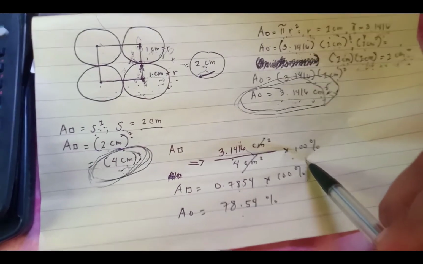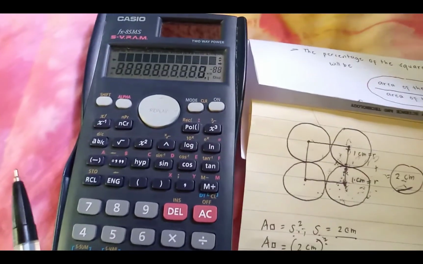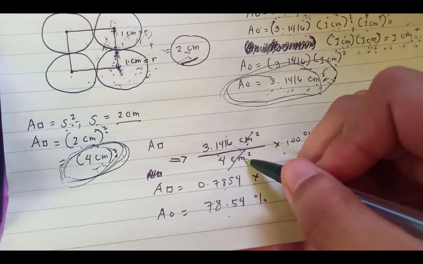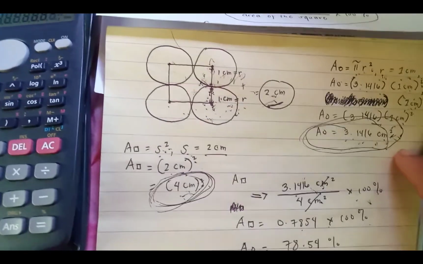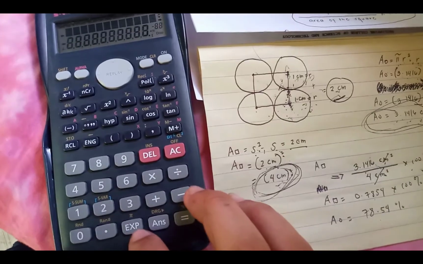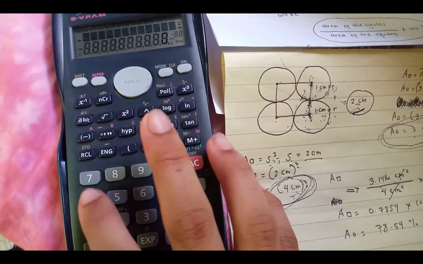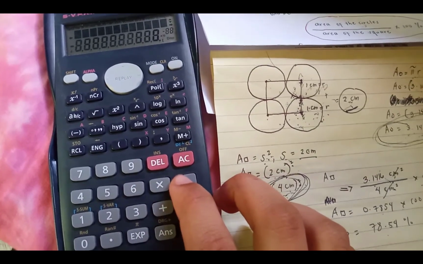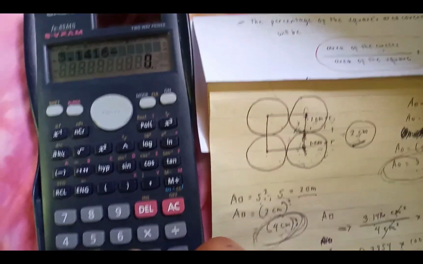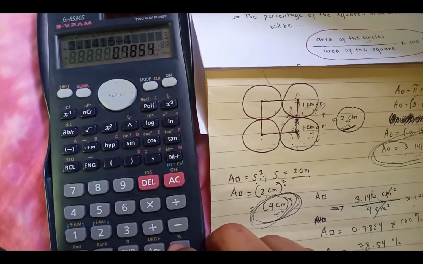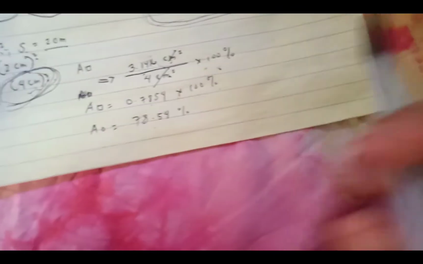To calculate, we need to use a calculator here. The cancellation is centimeter and centimeter. So let's start to calculate. 3.1416 divided by 4 is equal to 0.7854.